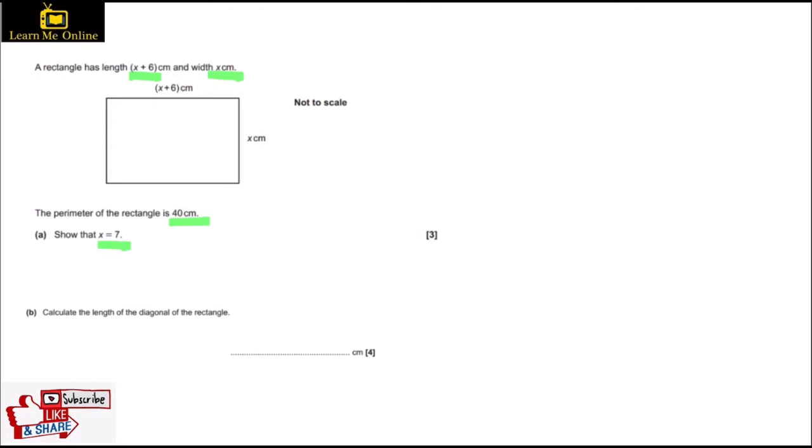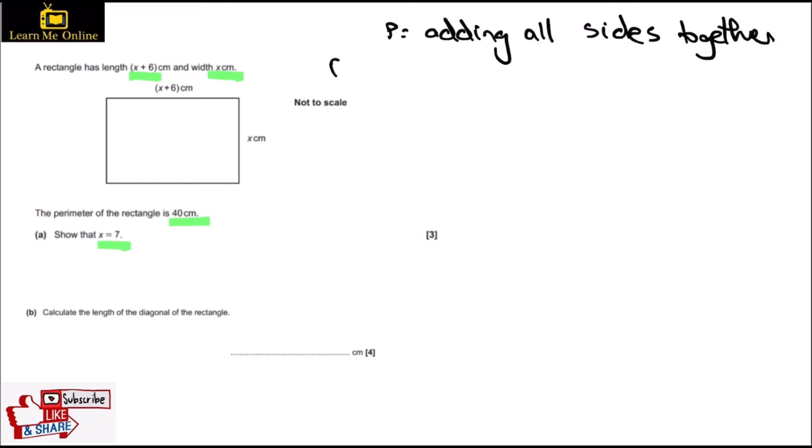Perimeter is basically adding all the lengths of the sides. So adding all sides together is the perimeter. Whatever sides we have, we're going to add them together. I'm going to do it step by step. This is x plus 6, so I'm going to write it down here, x plus 6. Now I'm going to take another one. This is x, so I'm going to add x into it.